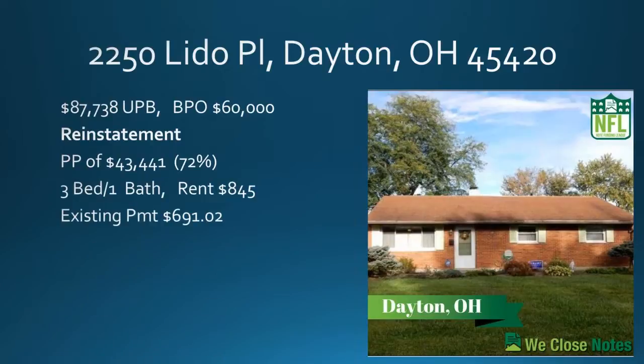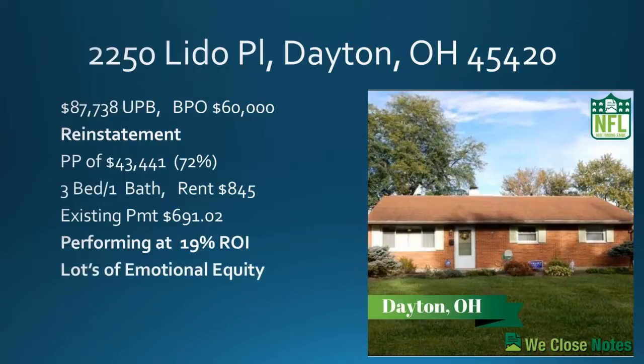Existing payment is $691. Another reason why they reinstated: market rent's going to be higher if they had to move out. Okay, it's performing at a 19% ROI right now. If you take that $691 times 12 divided by the purchase price, bingo, bango, bongo. You get a nice reinstatement there for you.